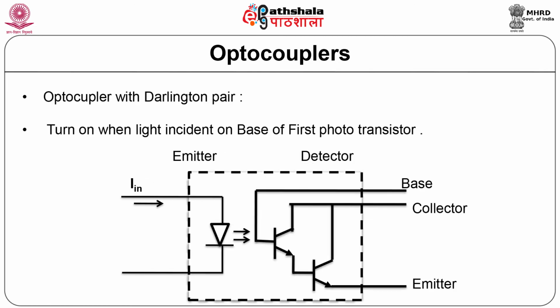Photo-Darlington output. If a still higher CTR is needed, the bipolar transistor can be replaced with a Darlington transistor.